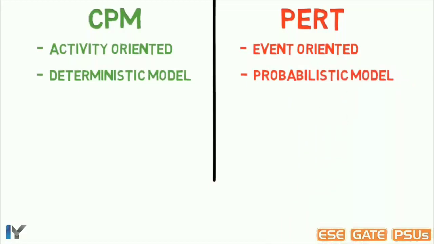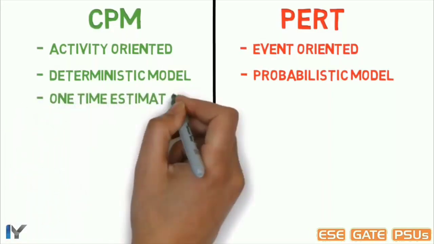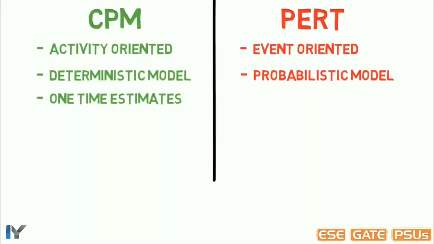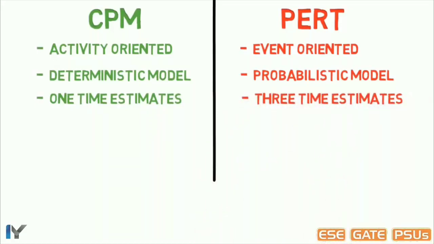As we don't know the exact duration of activities, we have to work here with our assumptions. CPM involves one-time estimation because we know the exact duration of activities, but PERT involves three-time estimation because we don't know the duration of activities. Here we have to assume a range of time in which that activity can be completed.